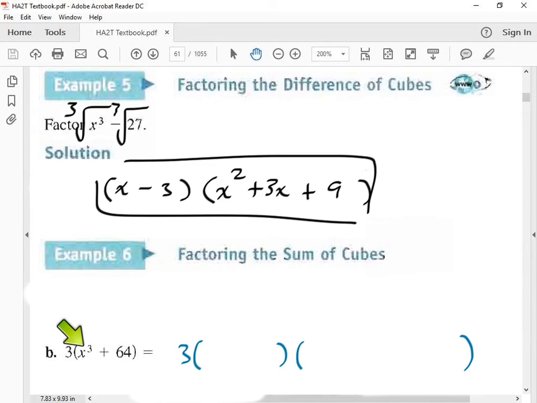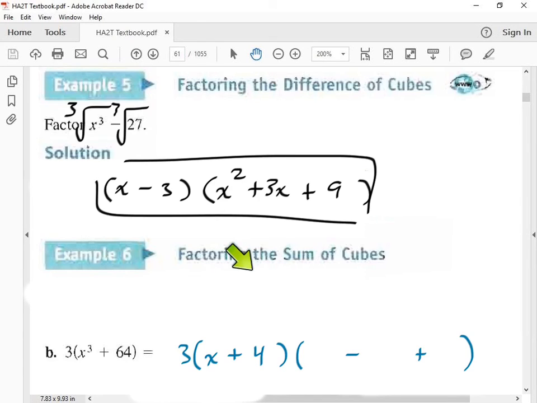X to the third. What is the cube root of x to the third? X. And what's the cube root of 64? 4. Quattro. 4 times 4 is 16 times 4 is 64. Oh, snap. I forgot my signs. Oh, what was my thing again? Keep, change, plus. So I go keep, and then I change it, and then I say plus.